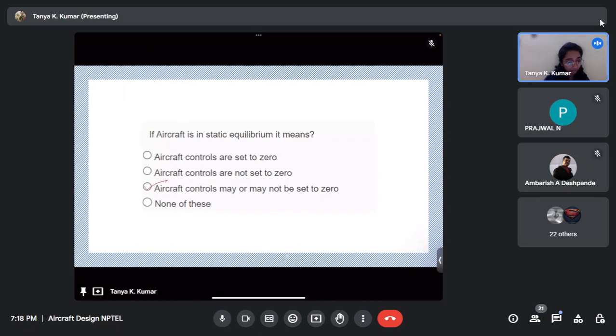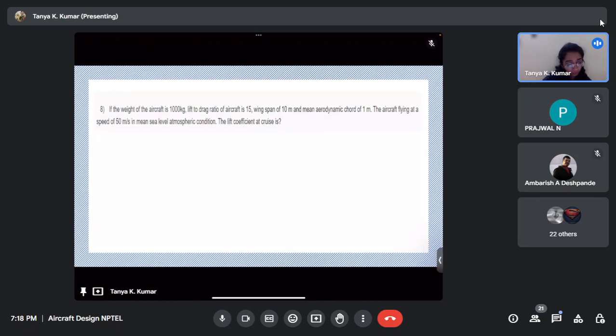Okay, next question. If the weight of an aircraft is 1000 kgs, lift to drag ratio is 15, wingspan is 10 meter, and mean aerodynamic chord is 1 meter, the aircraft flying at a speed of 50 meter per second in mean sea level atmospheric condition, what is the lift coefficient at cruise?